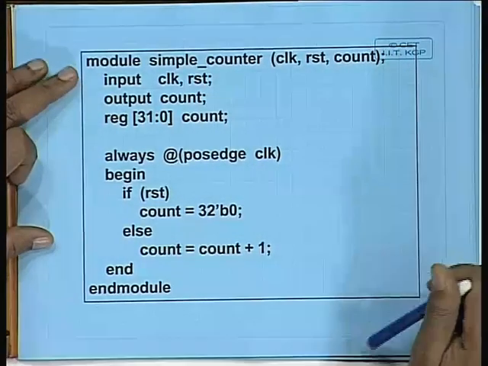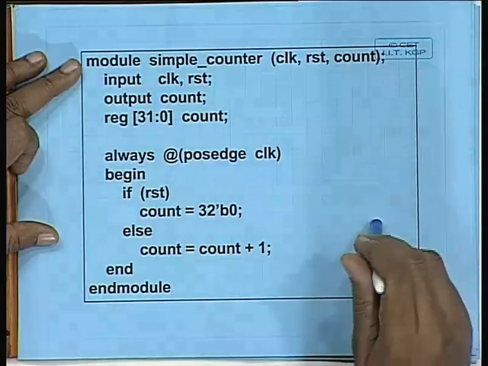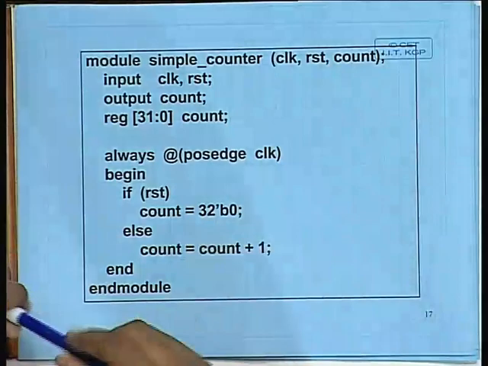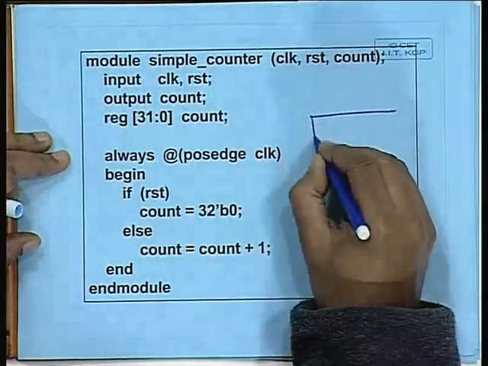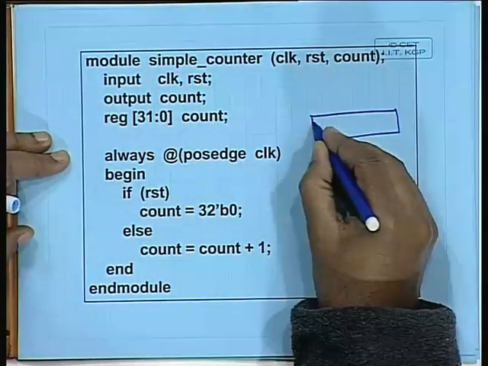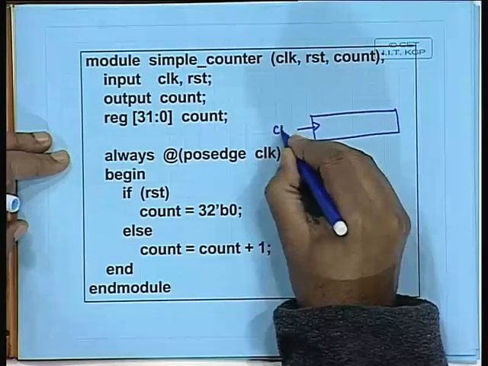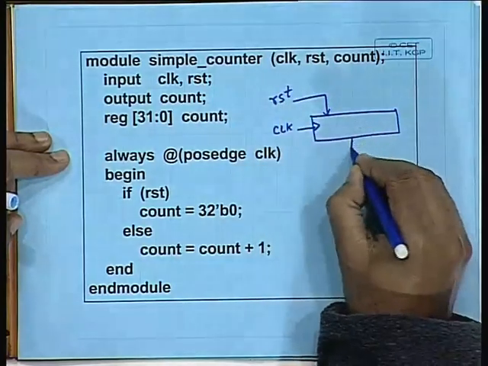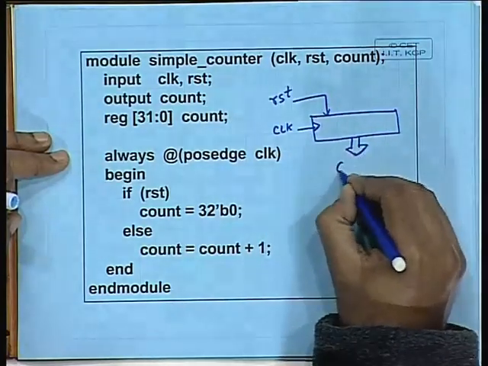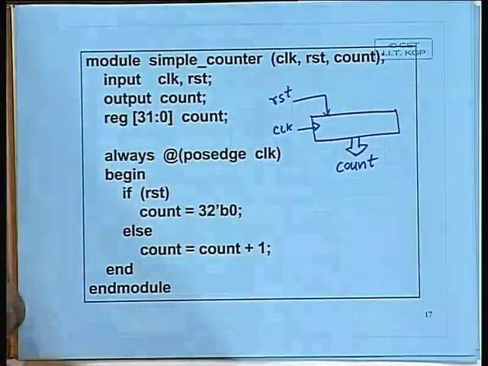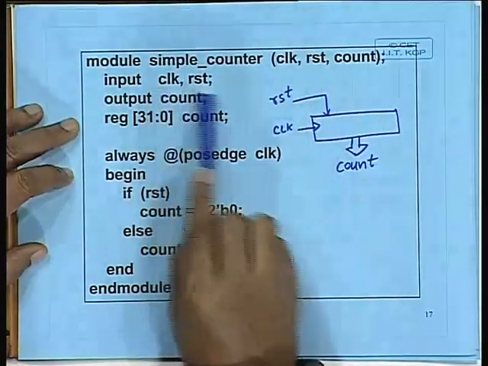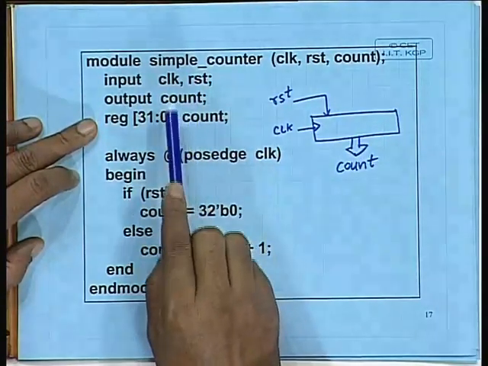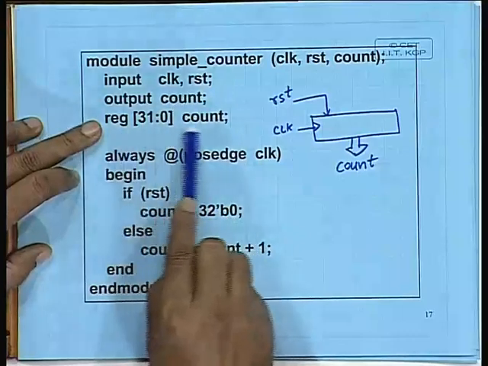This is the Verilog description of a simple binary counter with synchronous reset. If you treat it as a black box, it will have one clock input, one reset input, and of course the count value. Clock and reset are inputs, the output is the count, and here you can explicitly specify count to be a register.